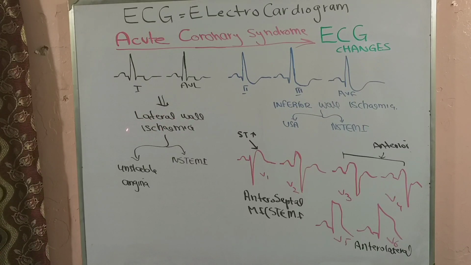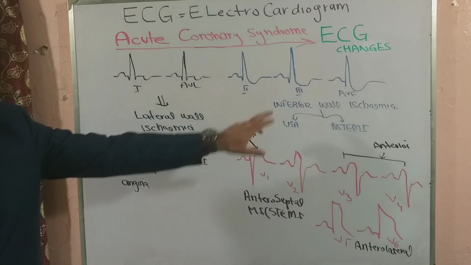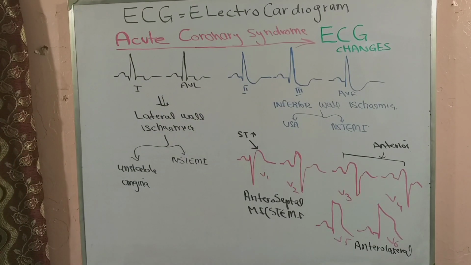Why are we calling it ischemia here? Because if you haven't got the cardiac enzyme, then either it can be unstable angina or it can be non-ST elevation MI in case of the T-wave inversions or ST depression. So this will be known as lateral wall ischemia, and predominantly it can be the left circumflex artery which has got the thrombus.